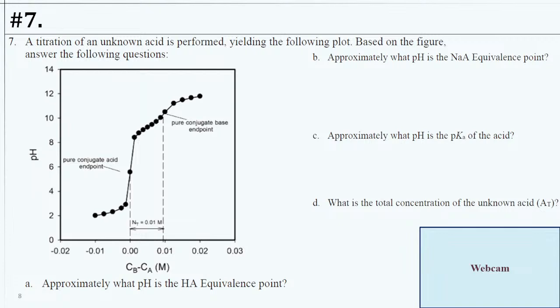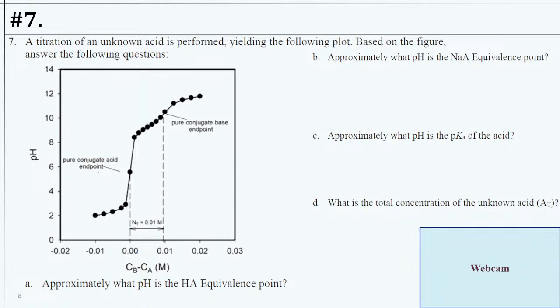All right, so this one I was looking for interpretation of the titration curves. We have a titration of an unknown acid that's performed, yielding the following plot. Based on the figure, I asked you to answer a few questions. First of all, approximately what pH is the HA equivalence point? The HA equivalence point is essentially where we start the titration, and that's actually given as the 0 point. That's kind of defined for us.